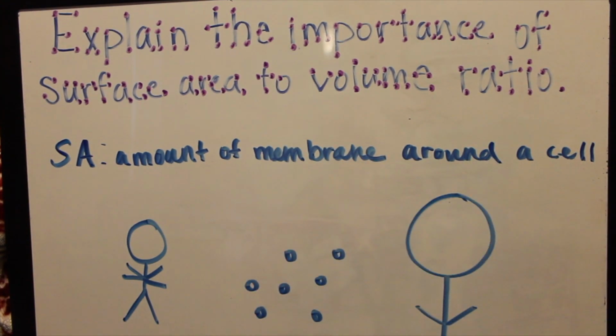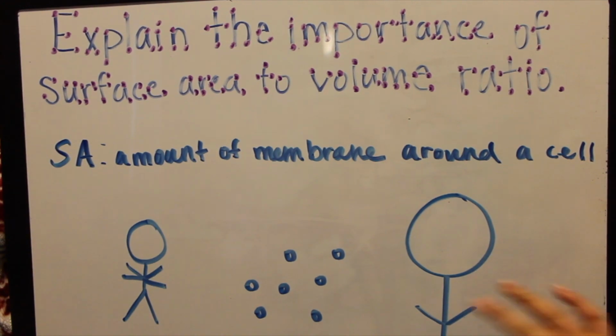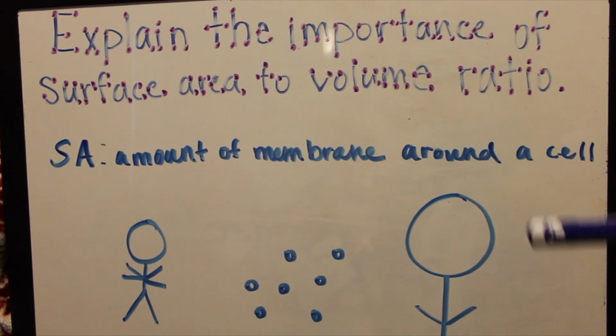So I have a little example here with stick figures. Let's say the amount of arms represents the surface area, and how big the stick figures are represents the volume, and the stick figure as a whole represents the cells. So this is one cell and this is another cell.